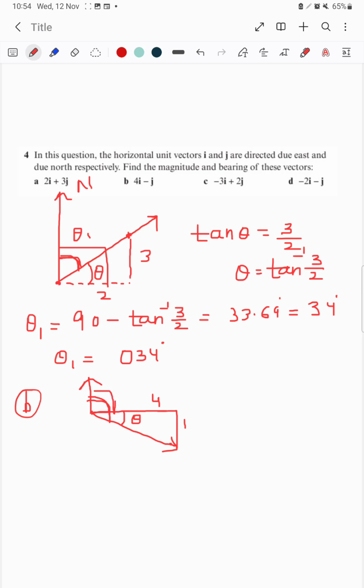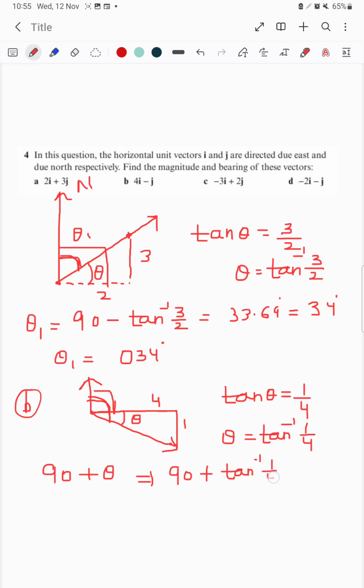So our answer is, the bearing is 90 plus this angle theta, and to find theta I will say tan theta is equal to 1 by 4, and theta is tan inverse 1 over 4. Whatever the value of theta is will be added here, and when you add 90 plus tan inverse 1 by 4, you are going to get an answer of 104.036 degrees, which is like 104 degrees. It's already a 3-digit number.